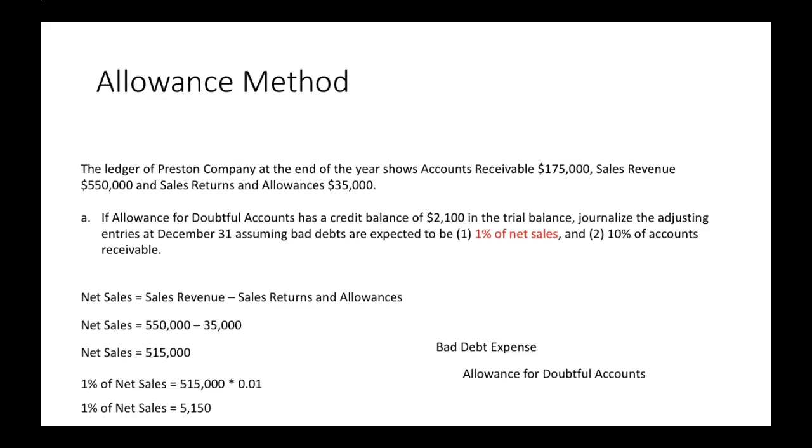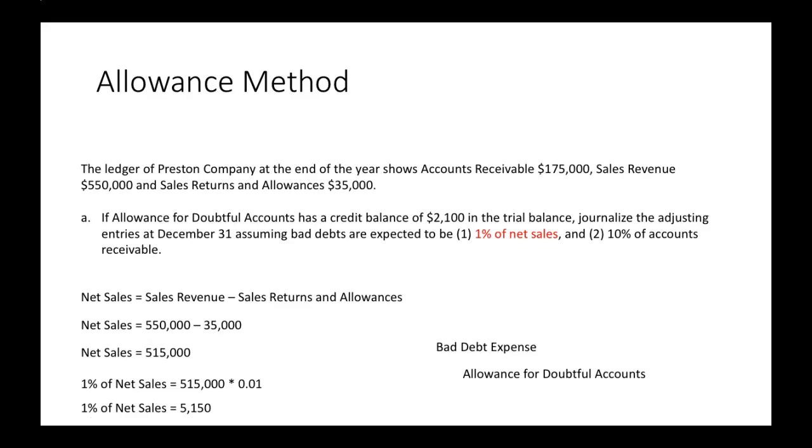So the good news in the allowance method is that whether you're working in the percentage of sales, like we are in this part, or the percentage of receivables, like we'll do next, the framework of this journal entry is going to be the same. You'll debit your bad debt expense and you'll credit your allowance for doubtful accounts whenever you are estimating uncollectible amounts.